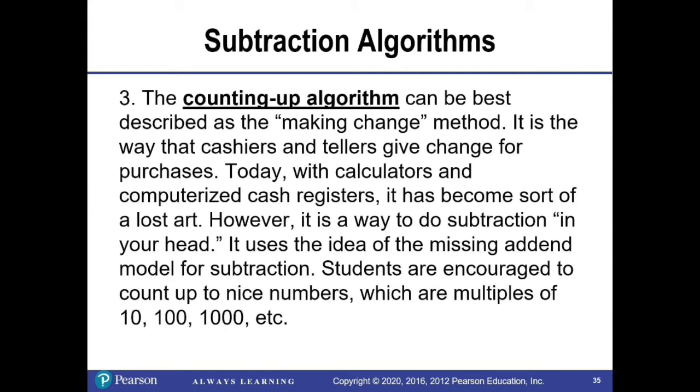This is typically used by cashiers and tellers to make change. Now today with calculators and computerized cash registers, you may not see the counting up algorithm used as often. It is also a way that we can do subtraction mentally in our heads. So we want to count up to our nice numbers, our multiples of 10, 100, etc.